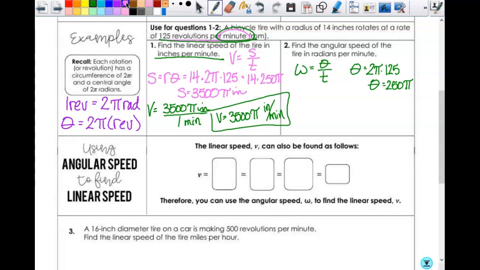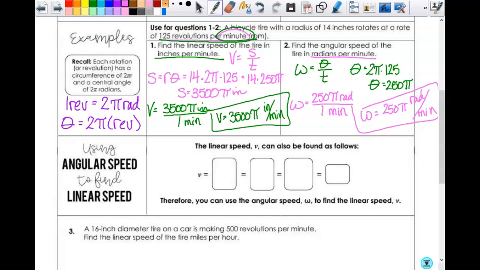Exactly. All right, so omega then is equal to theta, which is 250 pi, and that's radians, over time, which again, I get from here, that's 1 minute. And then it's asking me for radians per minute, so that's good. I don't have to convert anything. My final answer is 250 pi radians per minute. Okay. Everybody good so far?